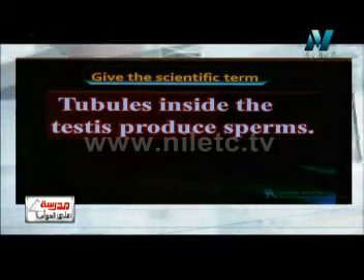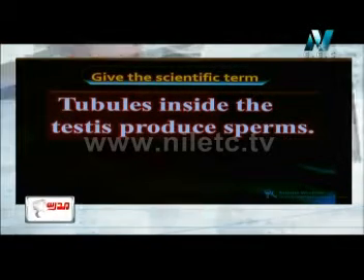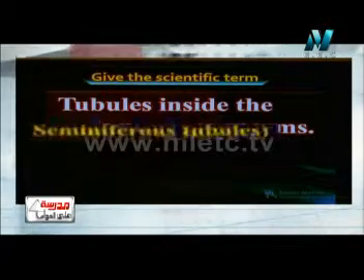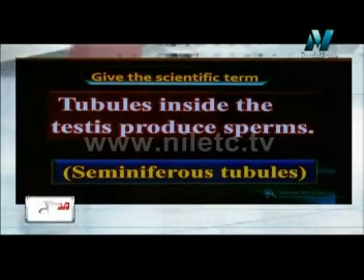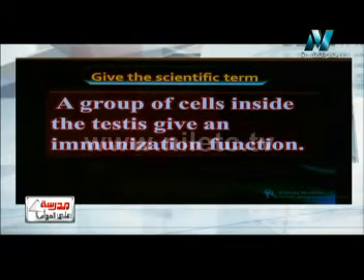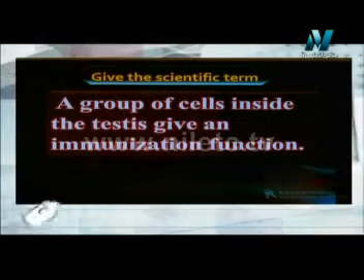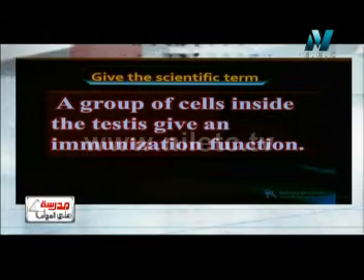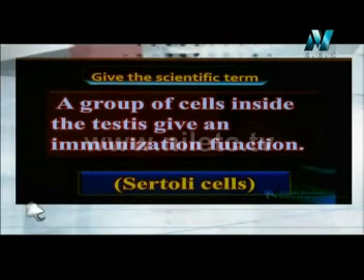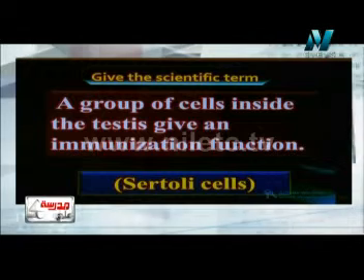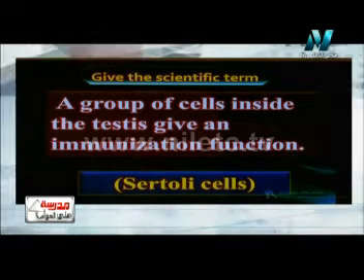Tubules inside the testis produce sperms. The tubules inside the testis that produce sperms are the seminiferous tubules. The next question. A group of cells inside the testes gives an immunization function. That's a very simple question because it talks about the Sertoli cells, which are responsible for feeding and also responsible for the immunization function, giving the sperms immunity.